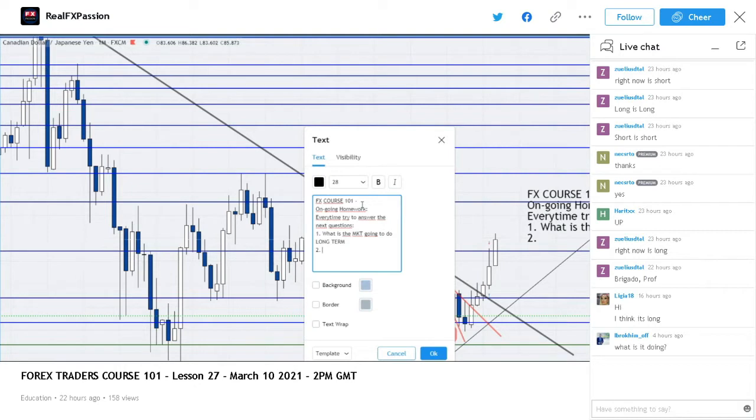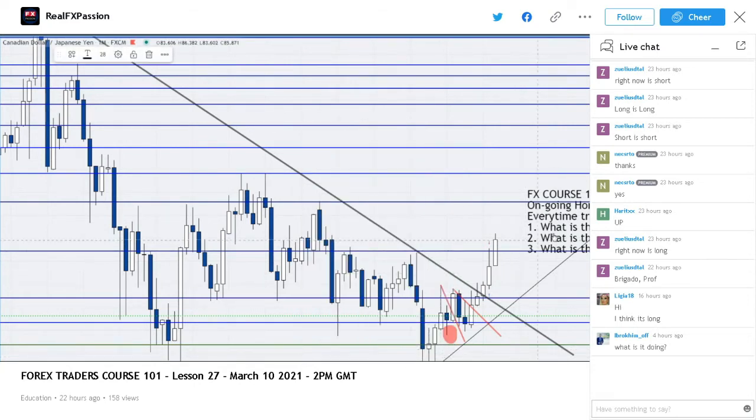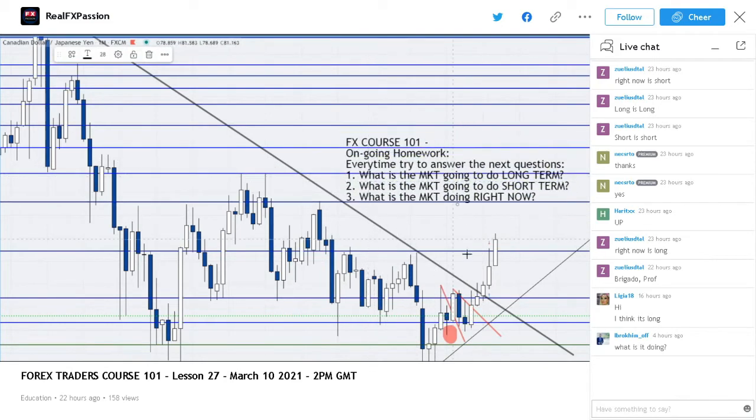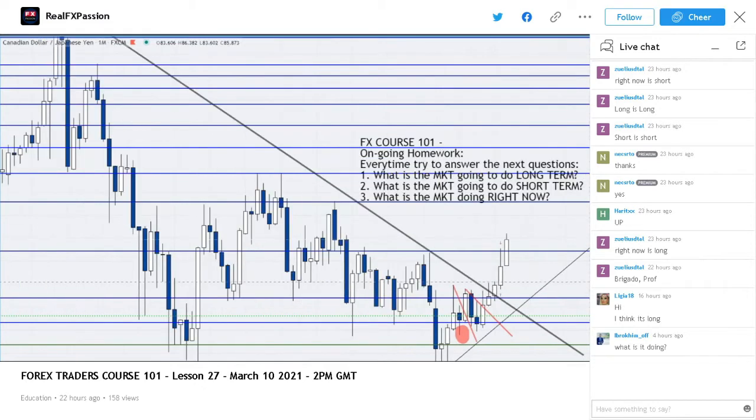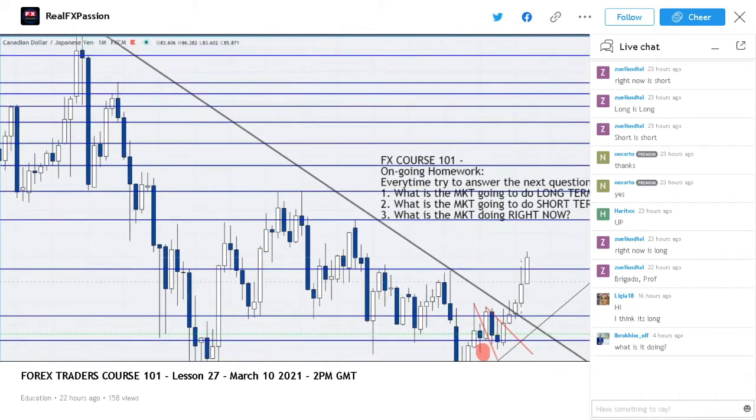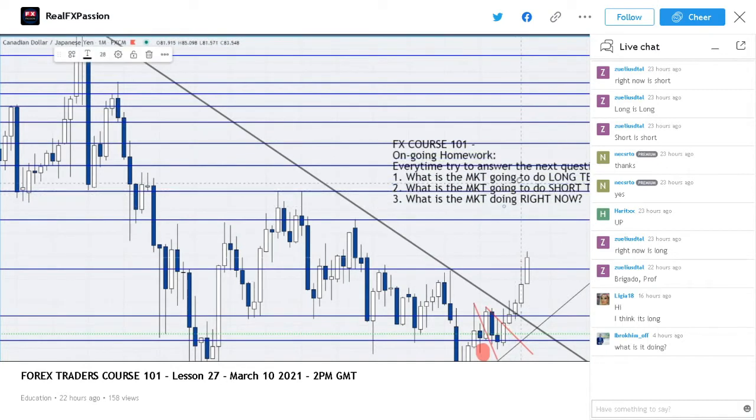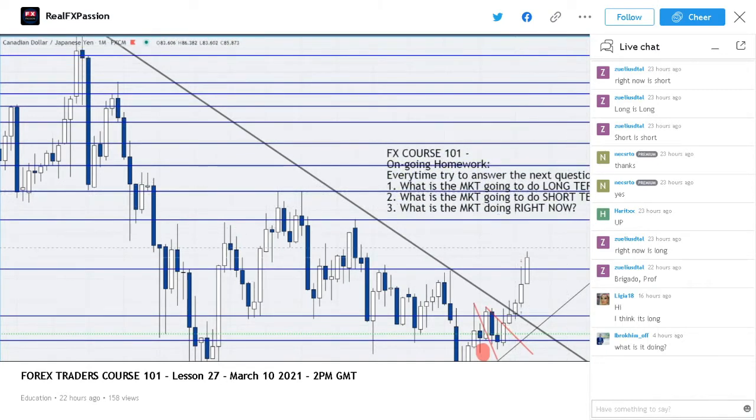All right, so number one, what is the market going to do long term? Number two, what is the market going to do short term? And number three, what is the market doing right now? Okay, beginner traders, if you want to become a professional trader one day, work for Morris Capital or somebody else, or build your own hedge fund, whatever, this is one of the ways. It's not the only way, right? But this is one of the ways.